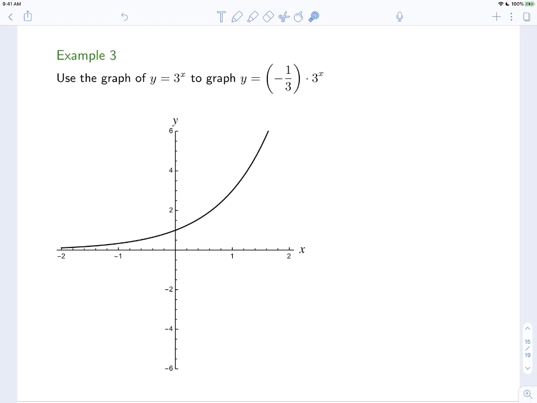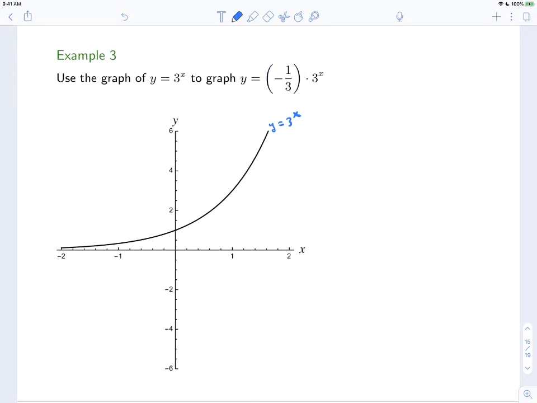In this example, we'll use the graph of y equals 3 to the x, which is given here, to graph y equals negative 1/3 times 3 to the x. So this graph that's given is the parent graph, y equals 3 to the x. What we're asked to do is graph y equals negative 1/3 times 3 to the x. The first thing we want to do is multiply by 1/3, and then put a minus sign in front of everything, which will be a reflection through the x-axis. So we'll first do the multiplication by 1/3, and then we'll do the reflection.